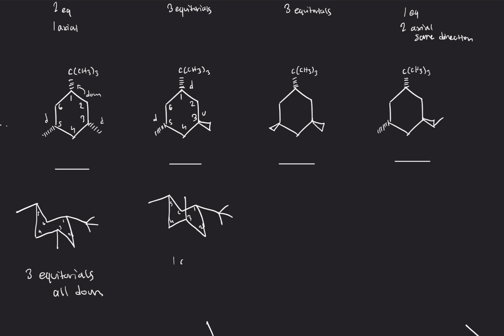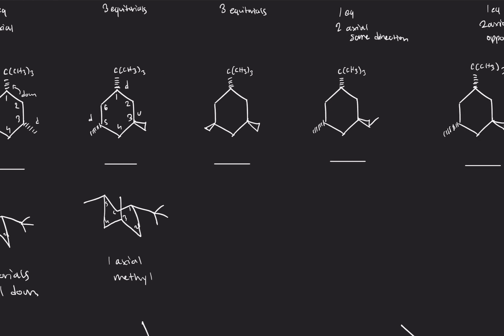So here I have 1 axial methyl. Down, up, up. And then I draw my chair out. Number it. Tertiary butyl is down. And then at 3, I have an axial methyl once again. And then at 5, I have an up methyl. It's actually axial again.